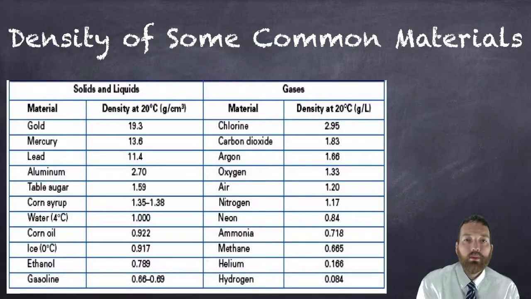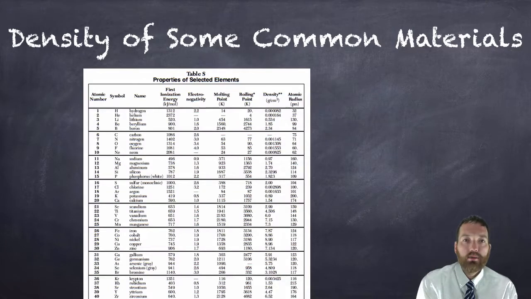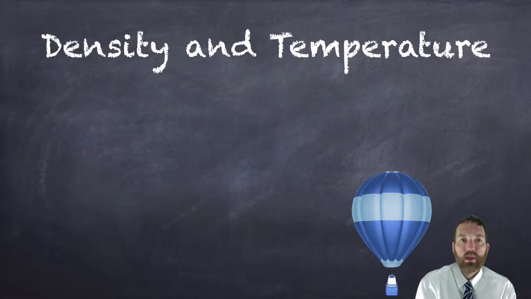Here's a chart. You can find this in most textbooks or something like it. It shows the density of some common materials, and you could use something like this to predict where something would sink in water or oil or something like that. Another chart that you have in your reference table, Table S of course, has lots of values of all the elements, and one thing it has is density, measured in grams per cubic centimeter, and you could use this to help you answer questions on density.